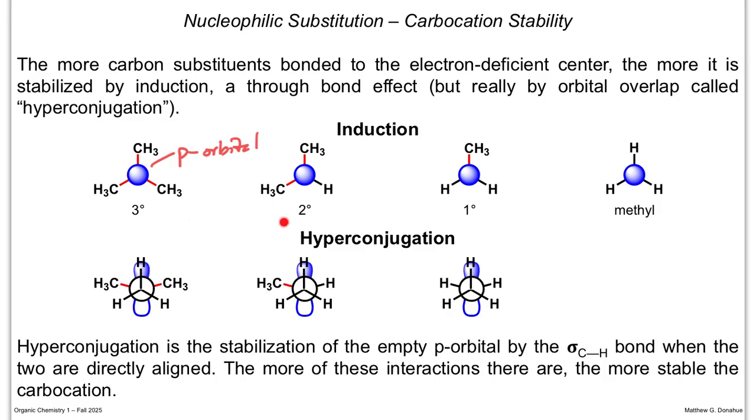As you take away carbon atoms, so now CH3 to H, this H right here cannot overlap or align with the empty p orbital, so it's less stable. And then we just keep doing that to primary and then to methyl. So the rate decreases this way because you're losing stabilization. And there's a fancy word for this called hyperconjugation. It's just a through-space effect.